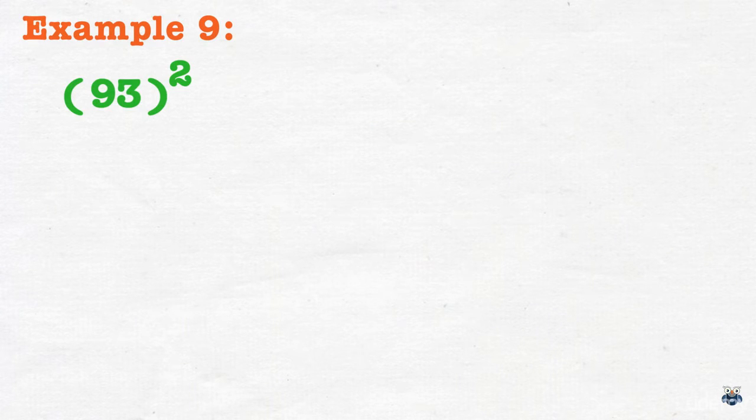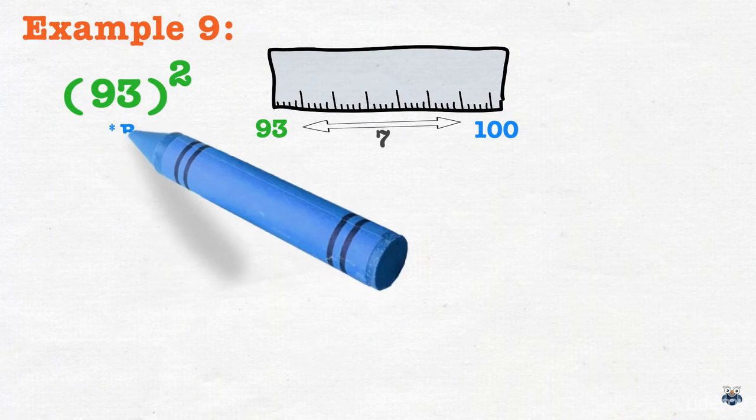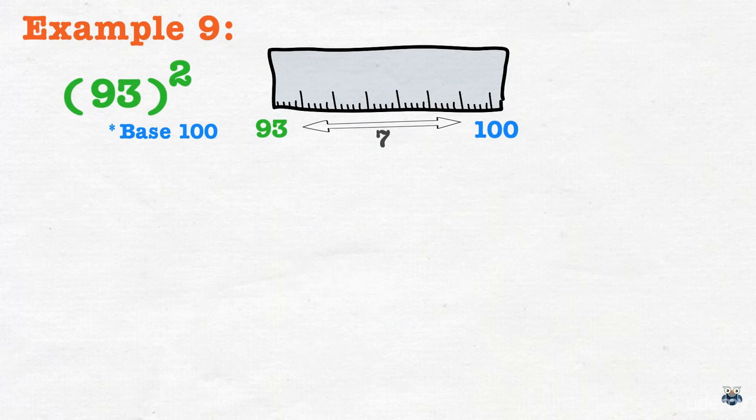The first question you need to ask is, how close? 93 is 7 less than 100. Now we do two things. Since 93 is less than our base, we reduce it by the deficit. 93 minus 7 is 86.